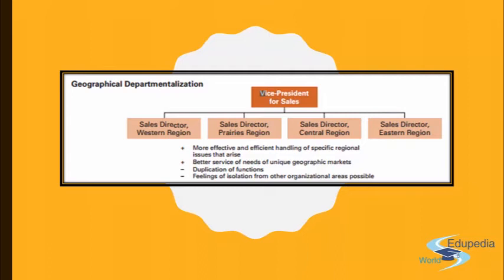Another example, as you can see, Vice President for Sales. Now let's see the geographical departmentalization. We have Sales Director Western Region. We have Sales Director Prairies Region, Sales Director Central Region and Sales Director Eastern Region.